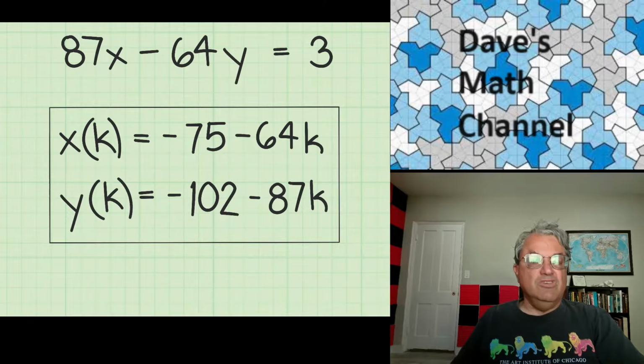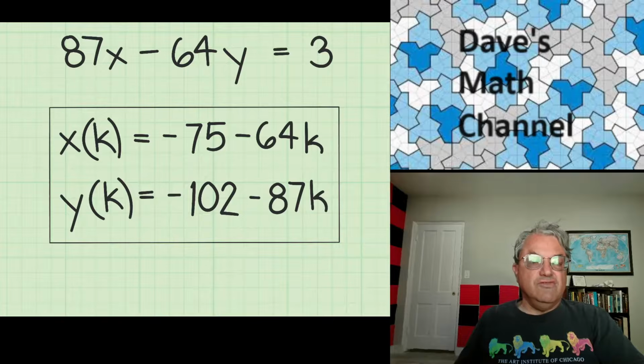Here's a typical example you might see of a linear Diophantine equation: 87x minus 64y equals 3. How would you solve it? This is a little weird too, because when you learn algebra you're always told you need two equations to solve two unknowns. Here we only have one equation and two unknowns. And this is another characteristic of Diophantine equations: the fact that the solutions have to be integers reduces the number of solutions.